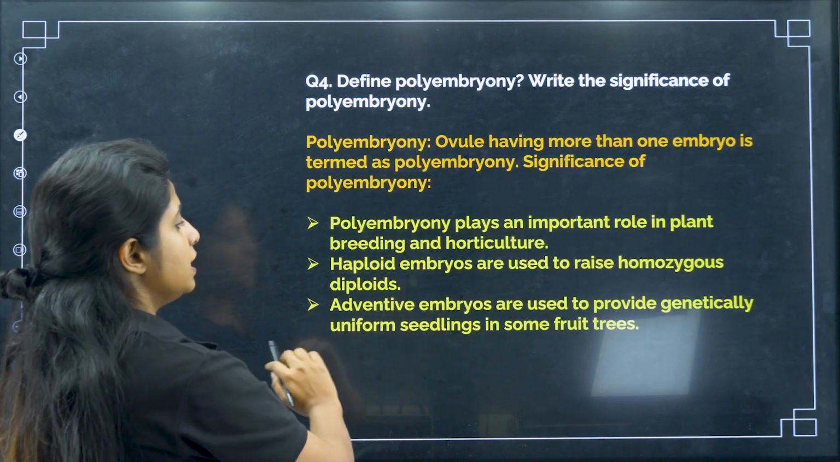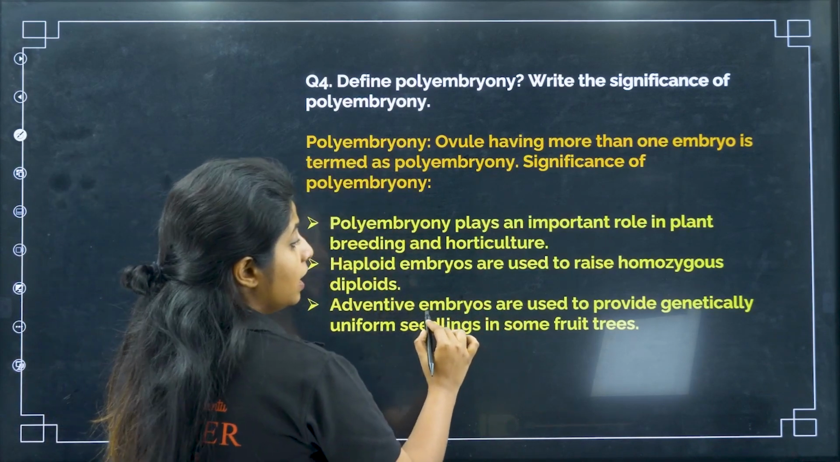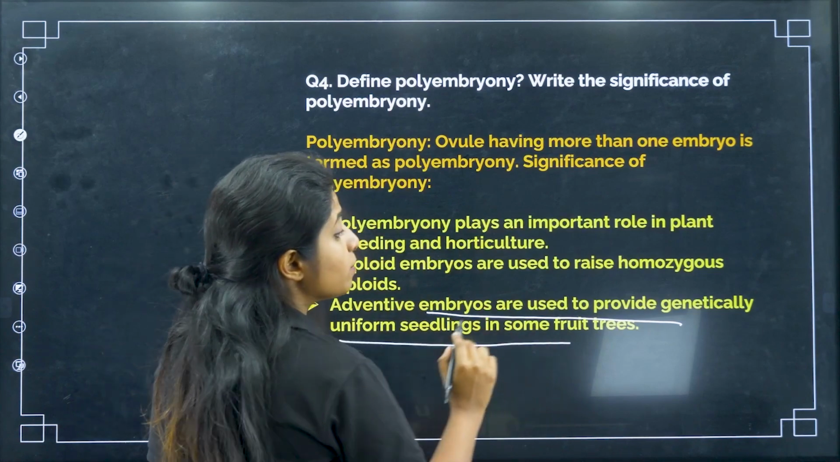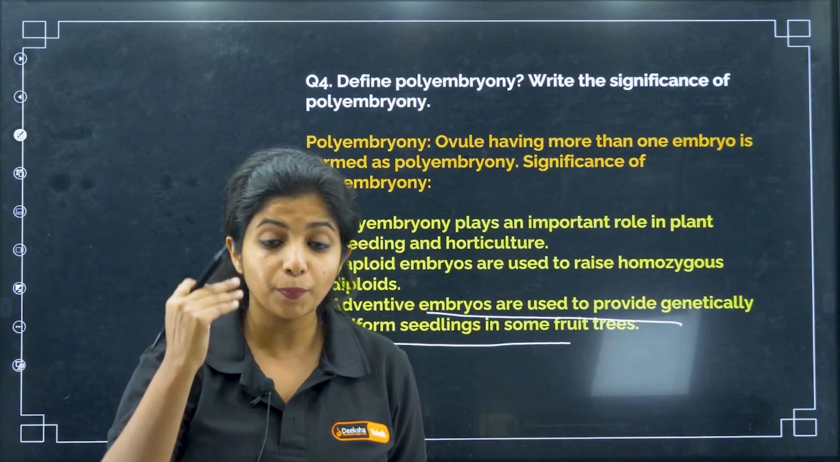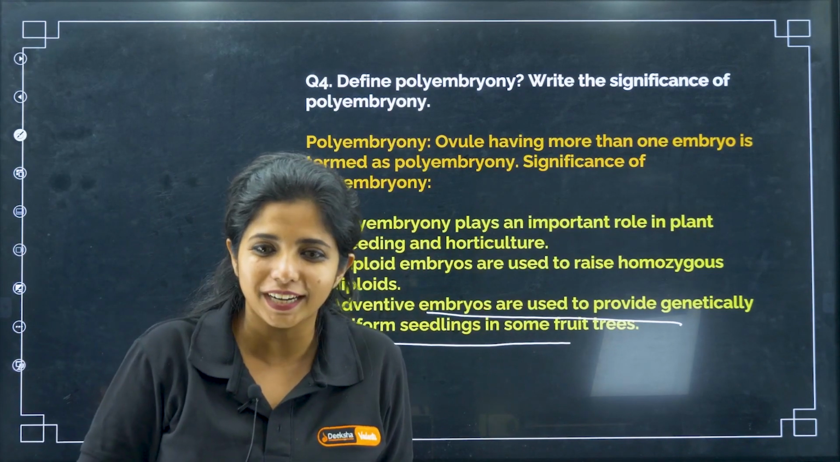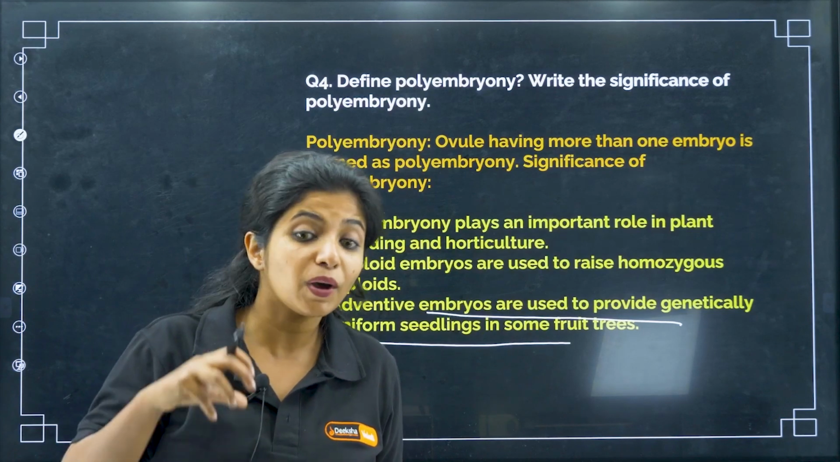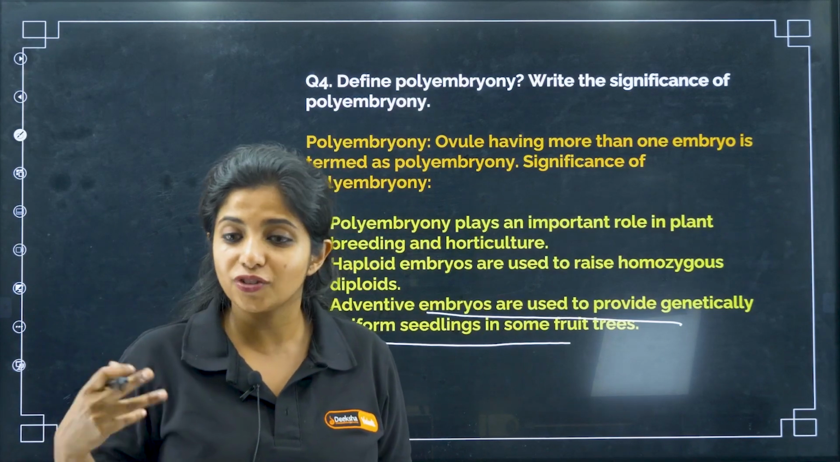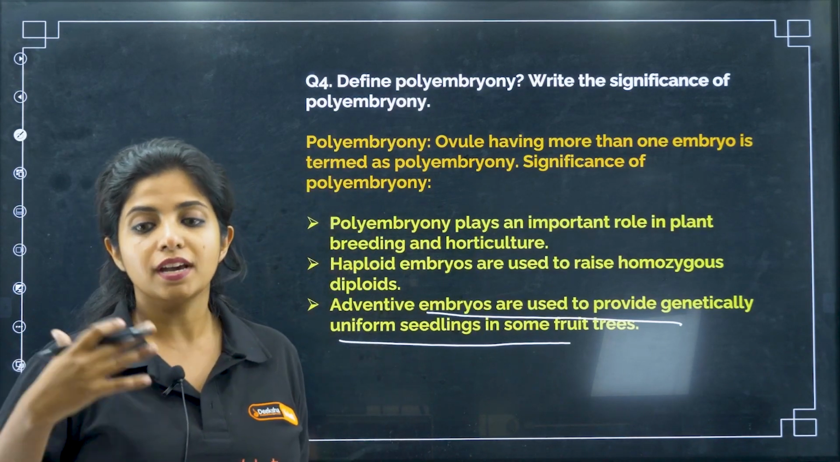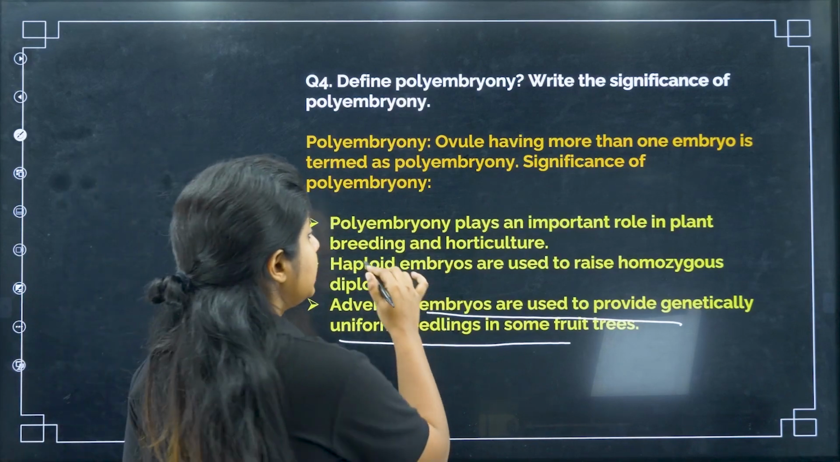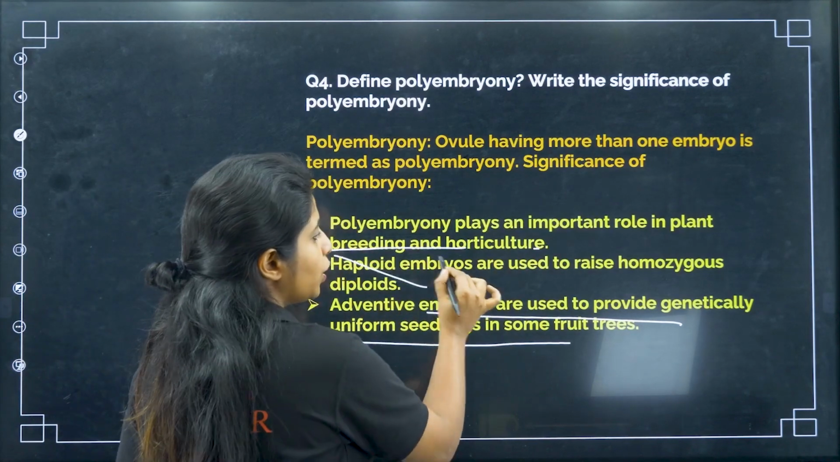Where do you use it? What is the significance of it? Significance, advantageous, embryos are used to provide genetically uniform seedlings in the fruit and the trees. Yes, the polyembryos, the multiple embryos are all the same, my dear children. So if it's all the same and if it is all having good characters, it is really good for growing some uniform seedlings. And apart from that, it is there for breeding and horticulture as well. This point you can avoid.